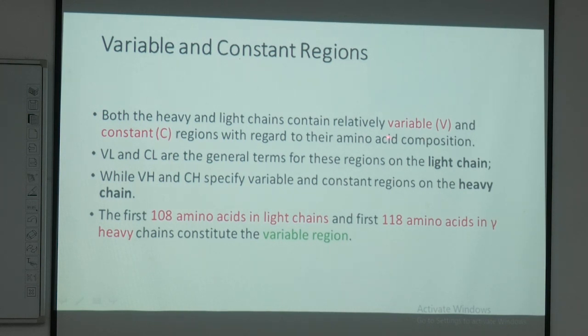So here there are two regions, one is variable and another is constant. The light chain also has a constant region and variable region, and the heavy chain also has constant and variable regions. And depending on the type of immunoglobulin, the number of amino acids can vary in the light chain and heavy chain.